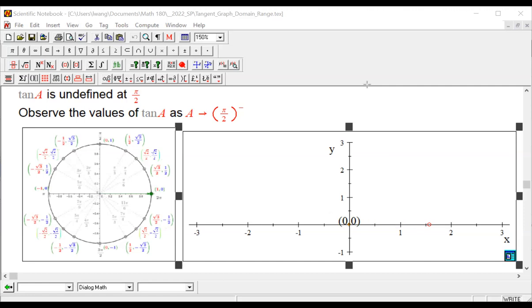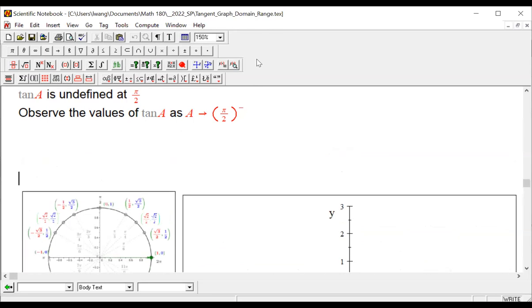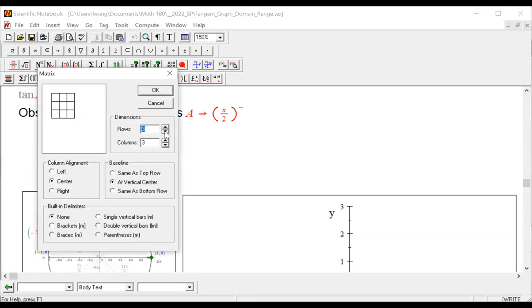So with that in mind, I'm going to make a little table. And I would like you guys to also set up a table. Maybe I only need 2 rows, maybe a couple columns.